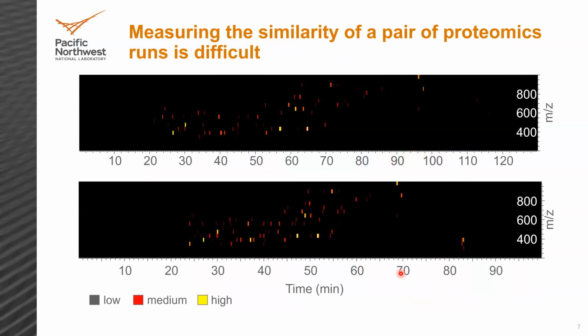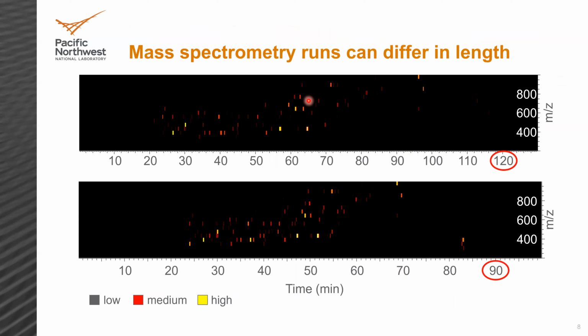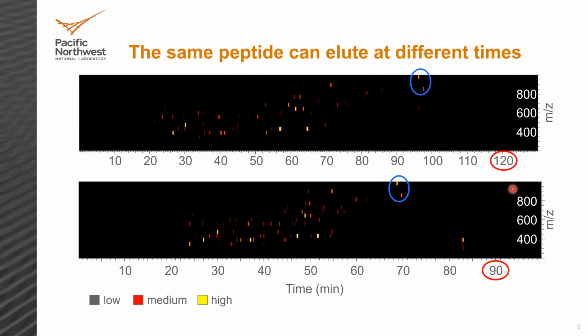In addition, measuring the similarity between a pair of proteomic runs is just generally hard. What you have here is the same sample run two different times, and I'm just showing two of these runs, where the x-axis is time, the y-axis is mass-to-charge ratio, and the color is the intensity of peptide features. You can already notice that the amount of time collected is different, even though these are the same samples on the same instrument. Another thing you notice is that peptides are coming out at different times. In the top run, these two peptides are coming out around minute 95, whereas in the bottom run, these two peptides are coming out around minute 70.